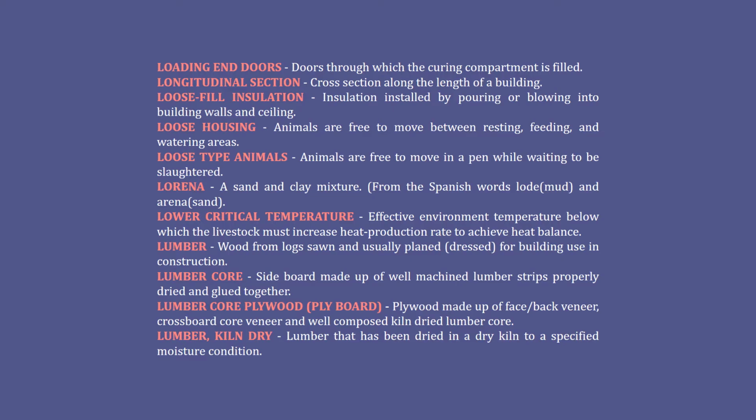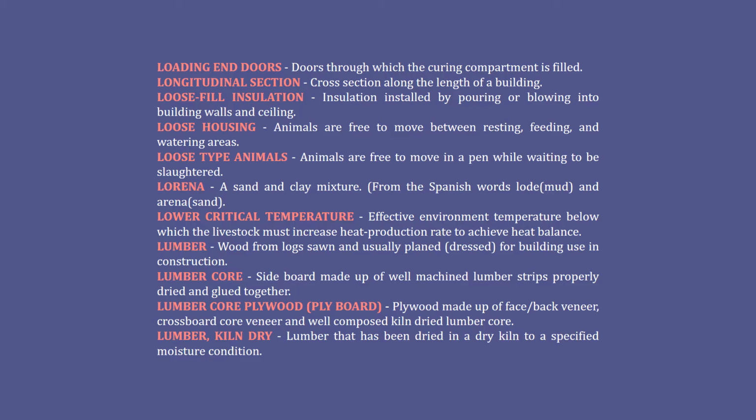Lorena: a sand and clay mixture. Lower critical temperature: effective environment temperature below which the livestock must increase heat production rate to achieve heat balance. Lumber: wood from logs sawn and usually planed for building use in construction. Lumber core: sideboard made up of well-machined lumber strips properly dried and glued together.